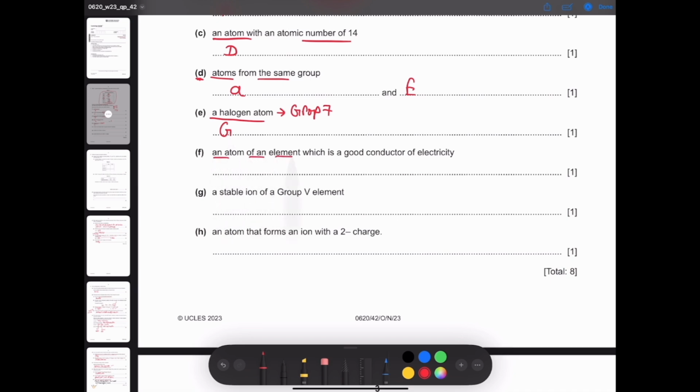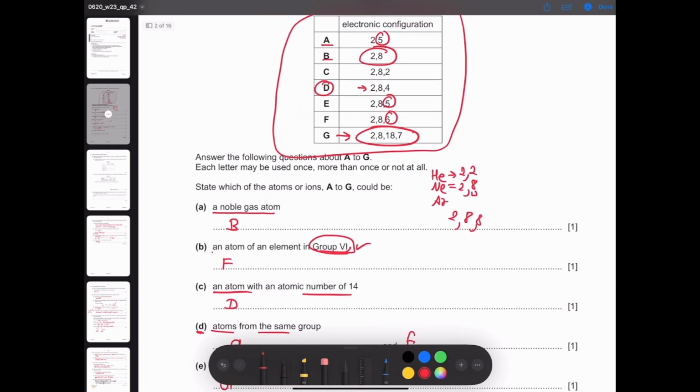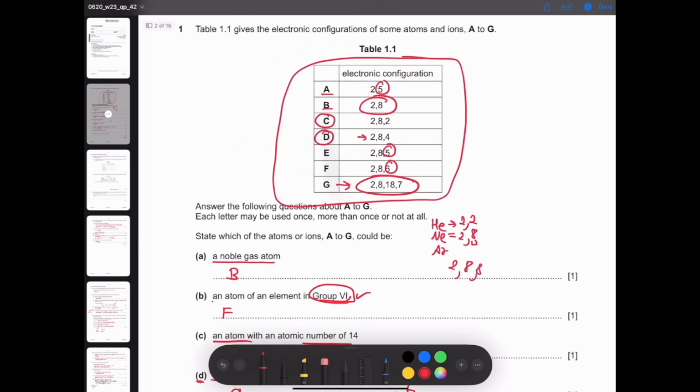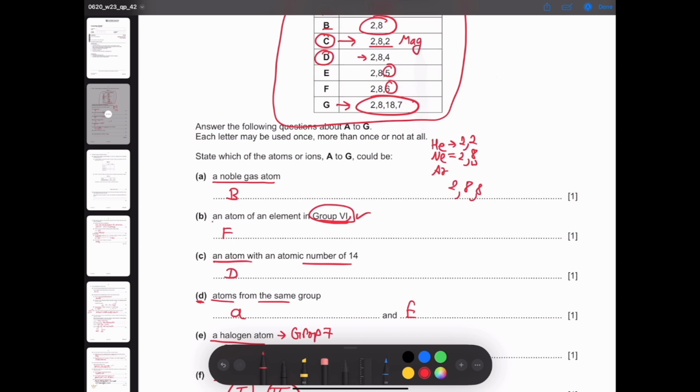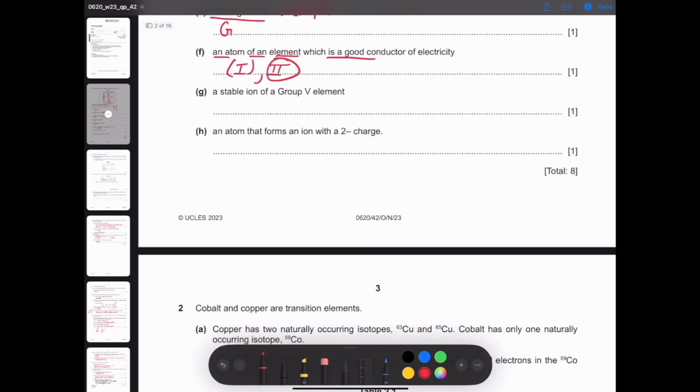An atom of an element which is a good conductor of electricity. So now we know that metals are good conductors of electricity and group 1, group 2 elements are also metals. The group 1s will have valence electron 1, group 2 will have valence electron 2. Let's see if we can find something like that. And if you look at C, it is saying 2, 8, 2. Means this is a group 2 metal. In fact, it is magnesium. Magnesium is a group 2 metal only. So the answer should be C. Not for this. The answer for F is C. This is the one we are doing.